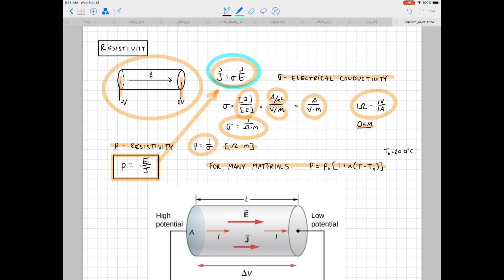If you set up a voltage difference across this material, then the electric field is automatically set up, and so sigma determines how much current density you get. So a larger sigma value, a larger conductivity, you're going to get more current in that situation. Since resistivity is the inverse of conductivity, the larger sigma value gives you a smaller resistivity value, right? So a smaller resistivity means it's easier for charge to flow.